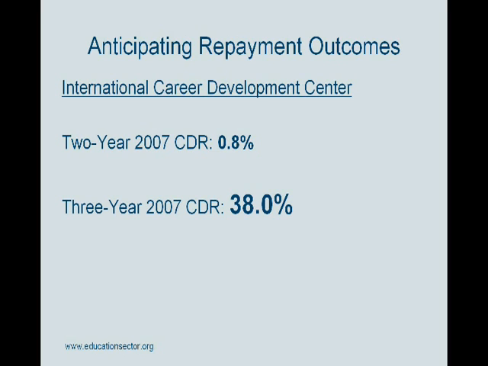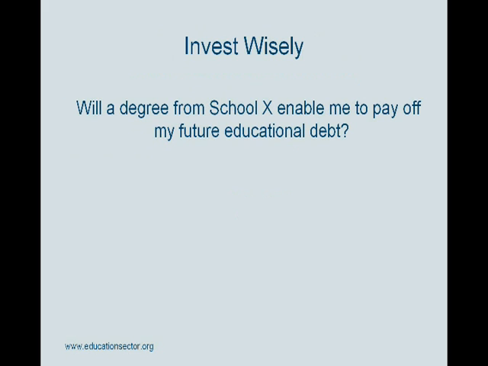College is a major investment. Before students and families take on significant amounts of debt, they ought to have some assurance that they are entering a program that they will be able to pay off. Cohort default rates can play a big role in helping them make those decisions.